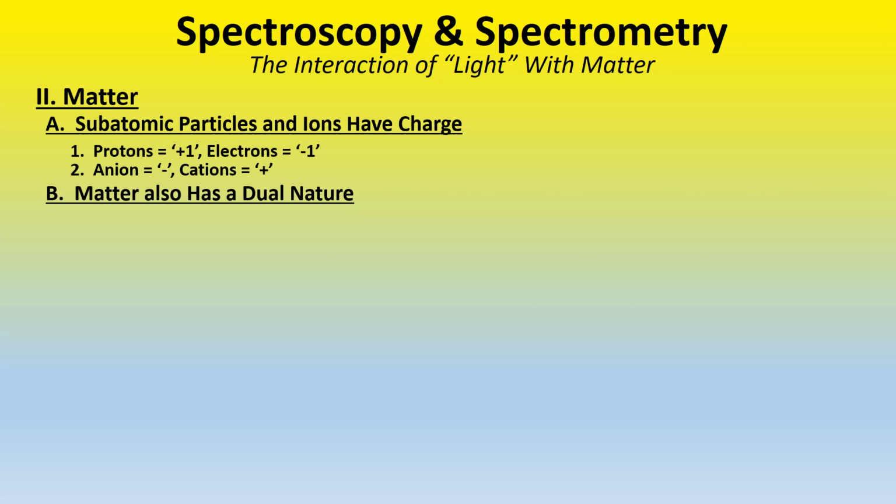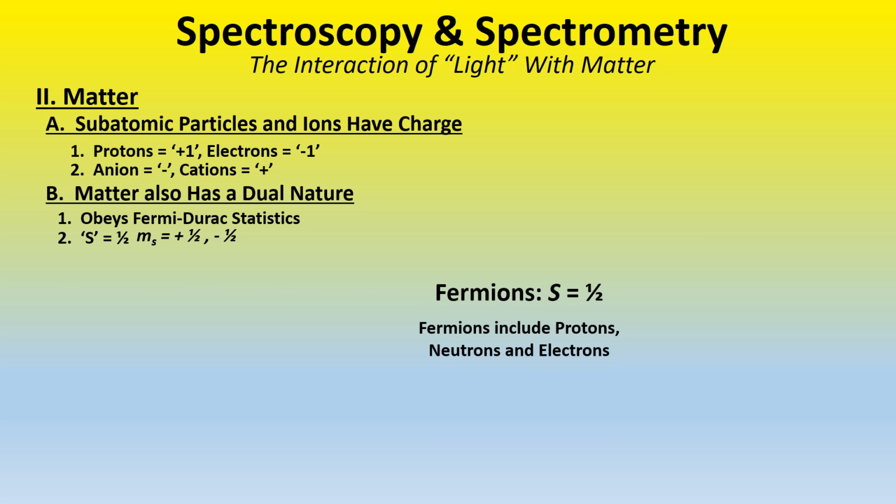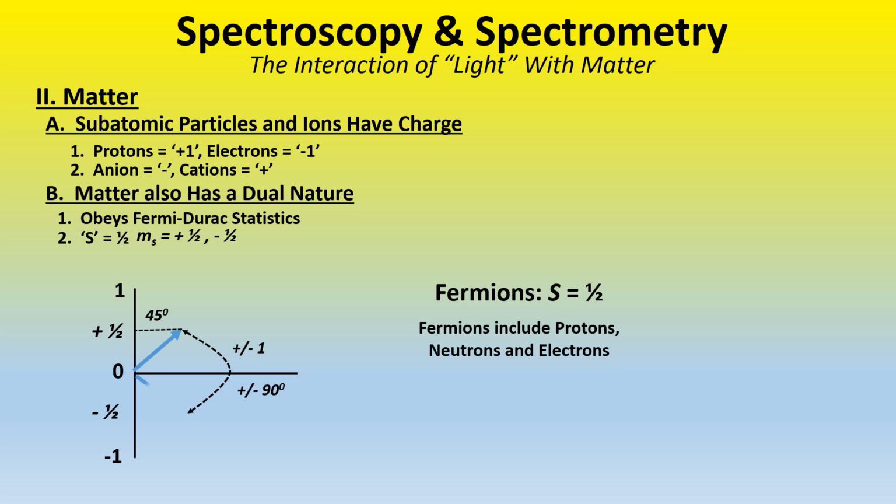Also, matter has a dual nature, with one major difference. Protons and electrons are what are known as fermions. They obey Fermi-Dirac statistics. This means they have a spin of 1/2, or the spin vector is 45 degrees to the z-axis. So m sub s can either be +1/2, an angle 45 degrees up, or -1/2, an angle of 45 degrees down. Both of these properties of matter have implications with how it interacts with light.